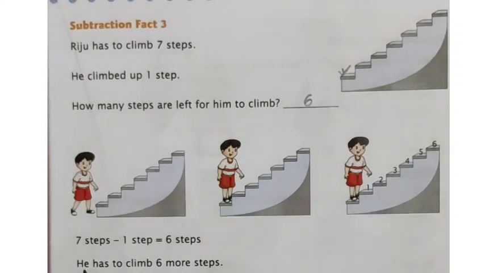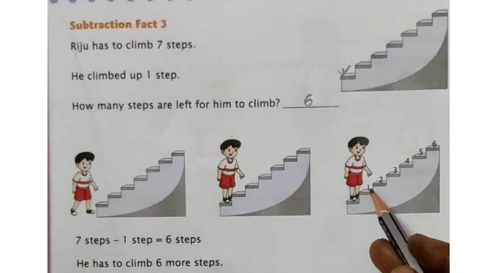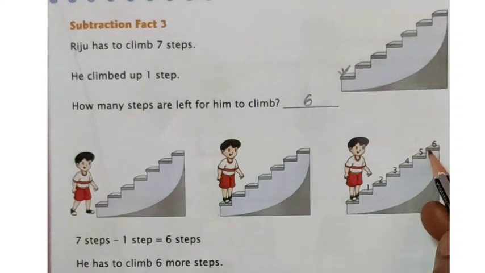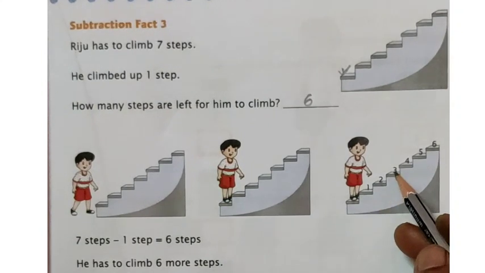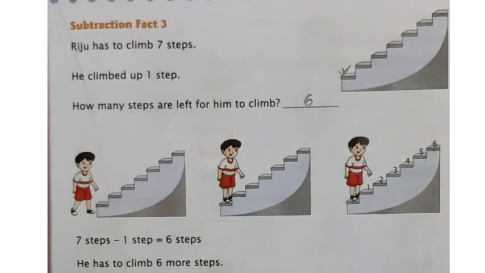The same thing we can write as 7 steps minus 1 step equals 6 steps. See here, Riju is on the first step. Again, how many steps does he still have to climb, children? 1, 2, 3, 4, 5, 6. 6 steps he has to climb. He has to climb 6 more steps. Is that clear, children? So, from this we can infer that it is 7 minus 1.